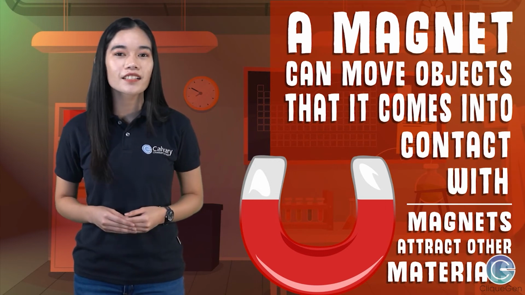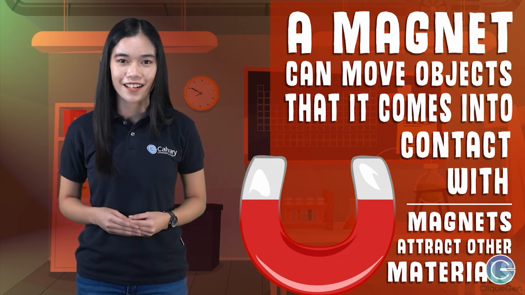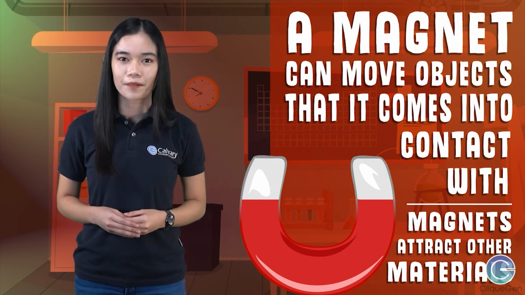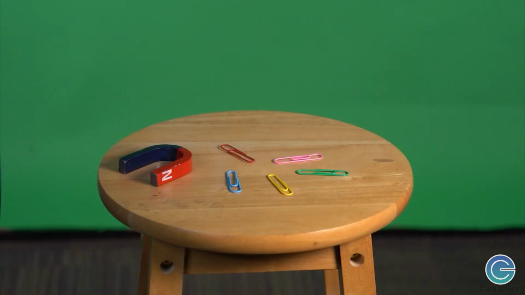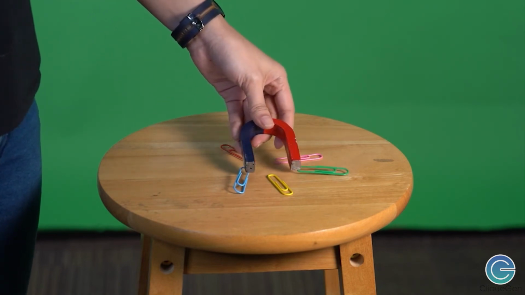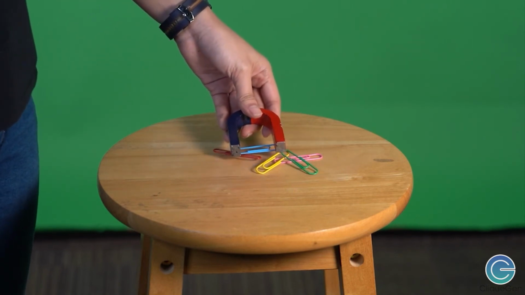Magnets are materials that attract other materials. Here, I have a magnet and a paper clip. Let's discover how magnets can move things with this simple experiment. Let's bring the magnet close to the paper clips. Magnets attracted the paper clips. The paper clips are made of metals.